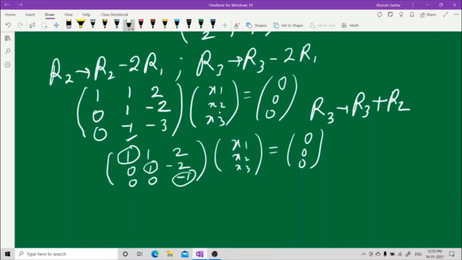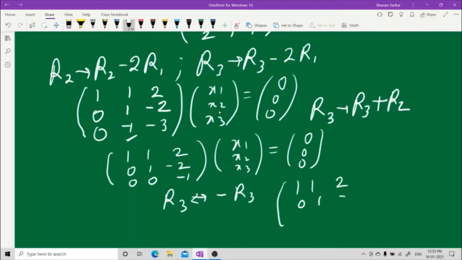Before you go for the pivot, let me tell you one more thing. Do one thing. Go for R3 is minus R3. So what will happen is that you will have this 1, 1, 2, 0, 1, minus 2, 0, 0, 1, and then you have your x1, x2, x3, and then you have your 0, 0, 0.